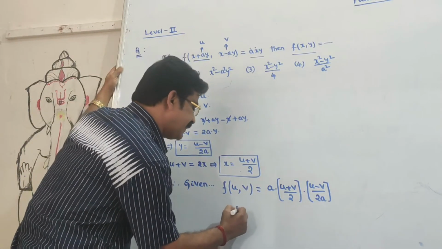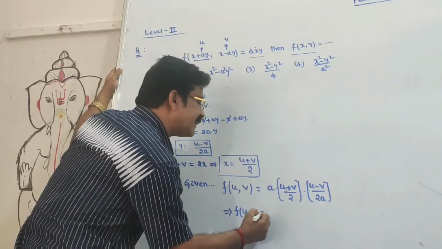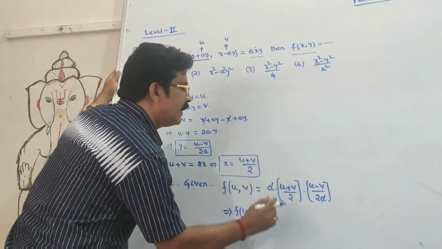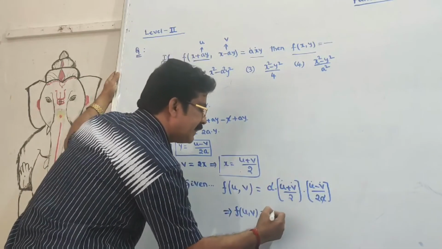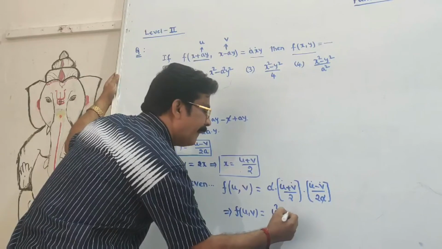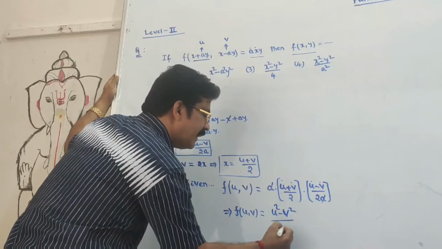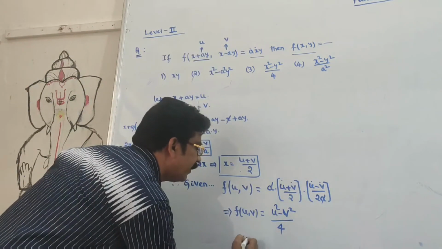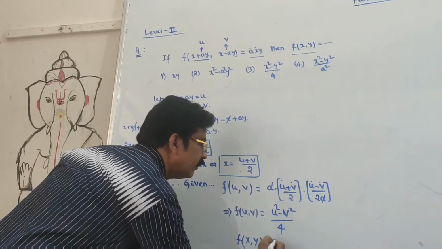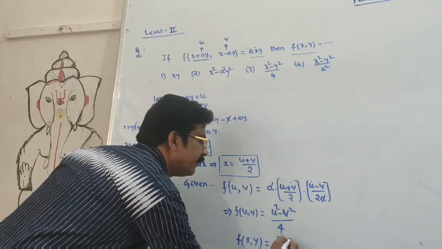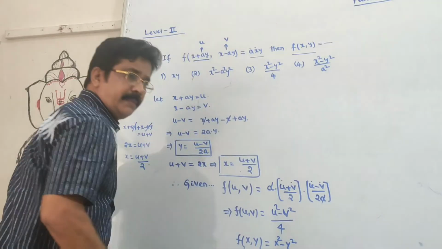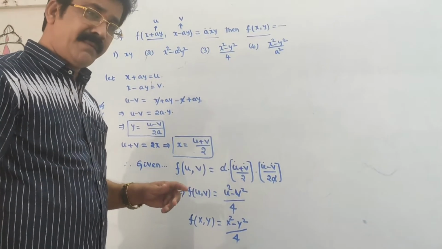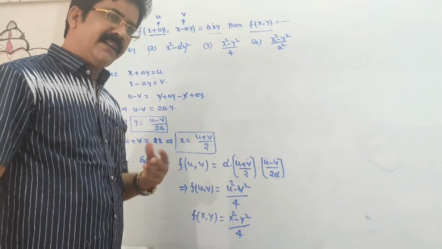So that implies f of (u, v) is equal to a, actually a gets cancelled, then (a plus b) into (a minus b) is a square minus b square, means (u square minus v square) divided by 4. Therefore clearly f of (X, Y) equals (X square minus Y square) divided by 4, because here u, v are dummy variables. Dummy variables means instead of that we can insert any letter.